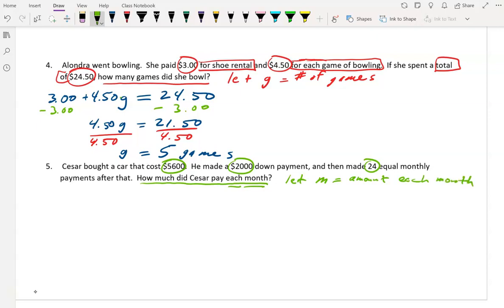Okay. And you can use any variable you want there, as we've discussed earlier, but I'm using M for month. Now, let's go through and put boxes around the important information. The car cost $5,600. There was a $2,000 down payment, and there are 24 equal monthly payments. So when we go to write our equation, we should be able to come up with our total.